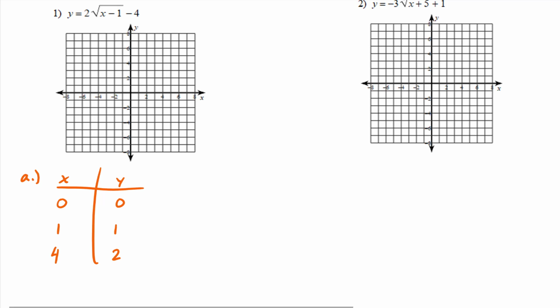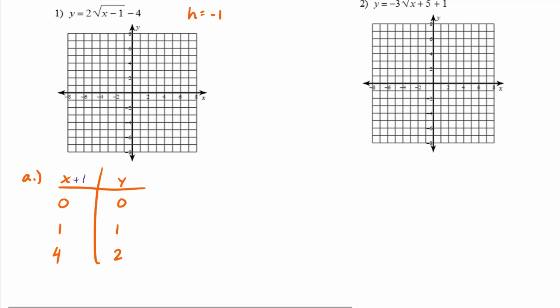Now, the next thing I have to look at is what is the h value. Okay, so h is -1. And that means I'm actually going to be breaking the rules and changing that sign. So it's like I'm changing the x values by adding 1 to each one of those. So 0 plus 1 is 1, 2, and then finally 5. Okay, so those are my new x coordinates.